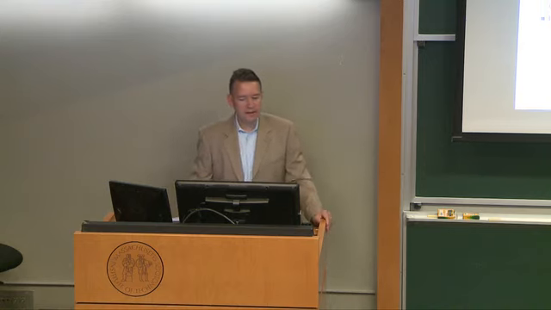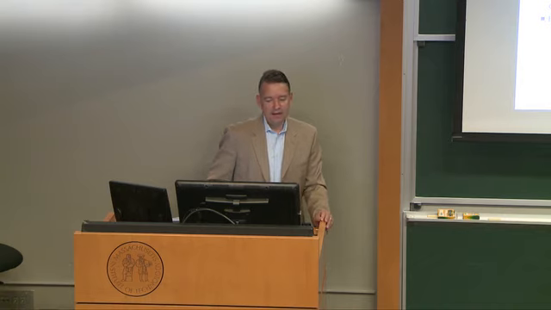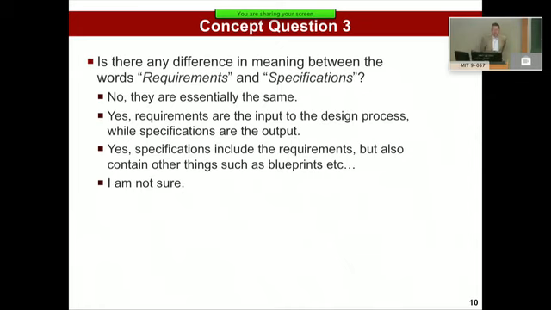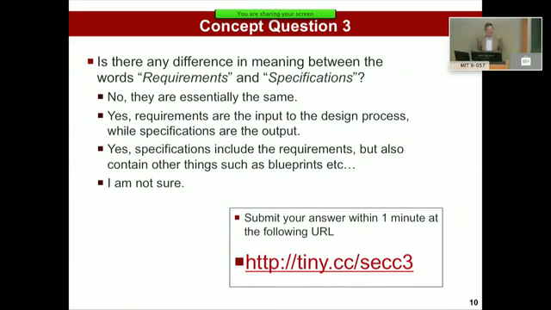Okay, so let's do our first concept question for today. Do you think there's a fundamental difference in meaning between the word requirements, which we've talked about so far, and the word specifications, which I haven't mentioned yet? No, you think they're essentially the same. Yes, there is a difference: requirements are like the input, and specifications are the output of the design process. Yes, you think there's a difference: specifications include the requirements as a subset. Or you're not sure. So think about this, and then submit your answers.